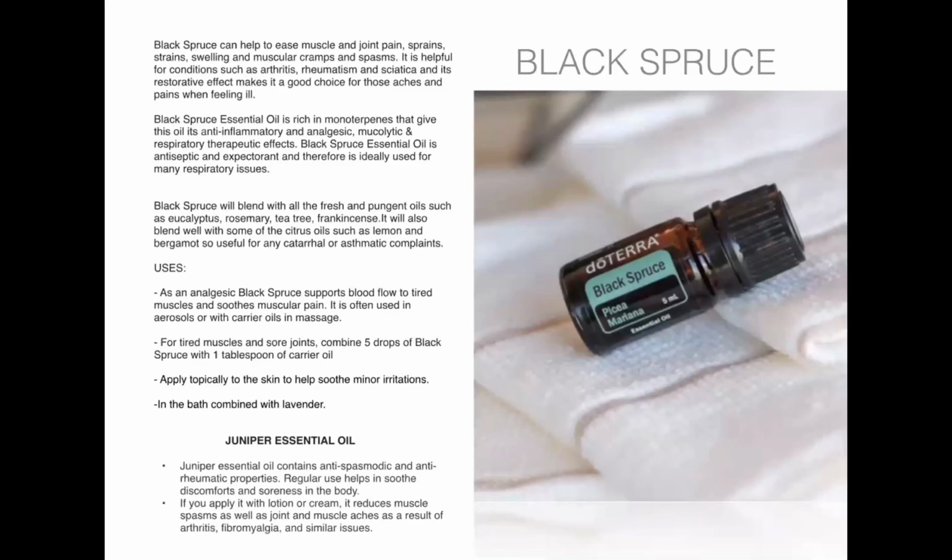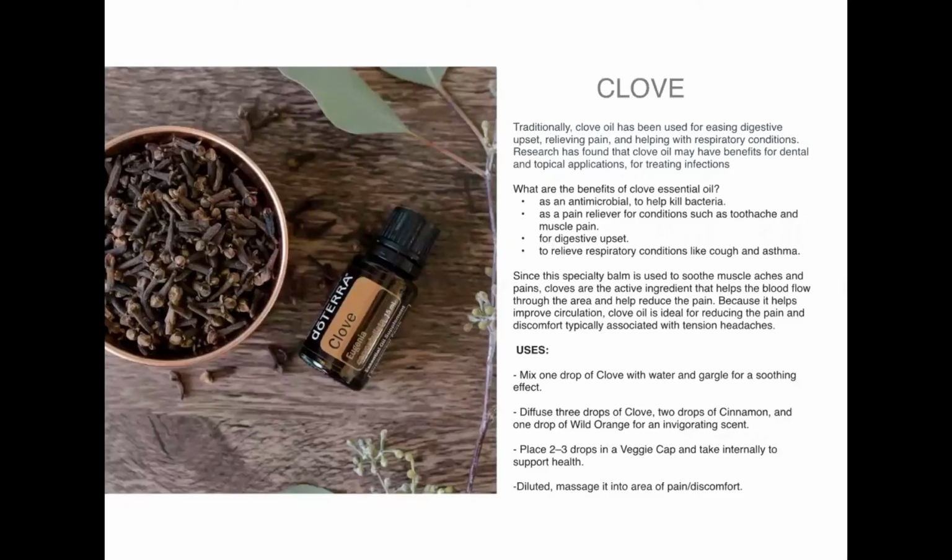Now the next one is clove. Clove can be used to relieve any digestive problem, any upset in the stomach, and is another one that helps with respiratory conditions. It can be used also to treat some infections. As you can see here, it is antimicrobial, so it helps to kill bacteria. It can be used as a pain reliever for conditions related to the stomach, muscle pain, or even tooth pain.